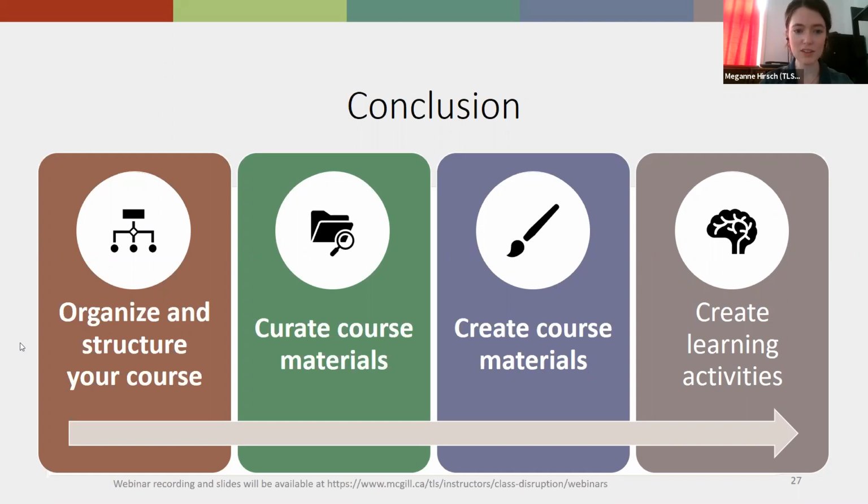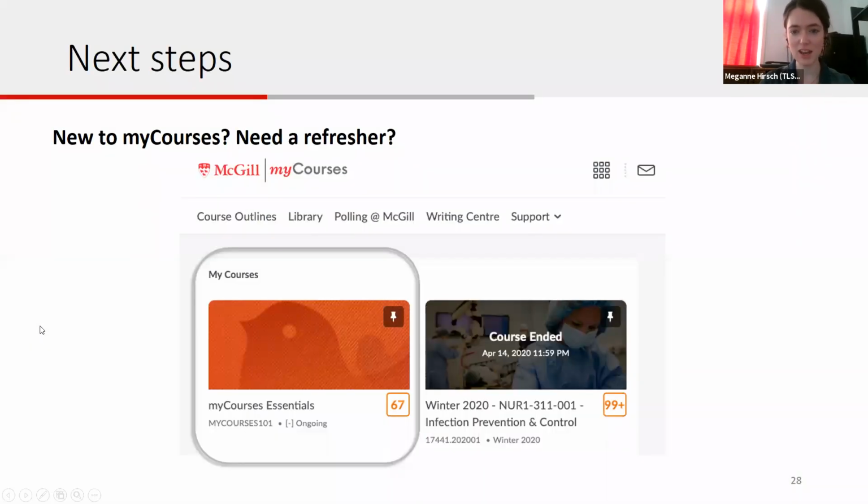So we've talked a lot, we've given you a lot of information here today, and a good next step would be to start exploring My Courses and gain familiarity with the platform. If you're new to My Courses, you will probably find My Courses Essentials to be a very helpful tool to get you started. It's a self-paced tutorial that includes descriptions of the most commonly used tools in My Courses, including best practices and links to step-by-step instructions. You can navigate through the full course, or you can just refer to it when needed when you're setting up your own course.